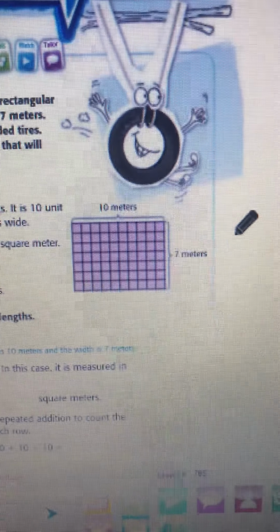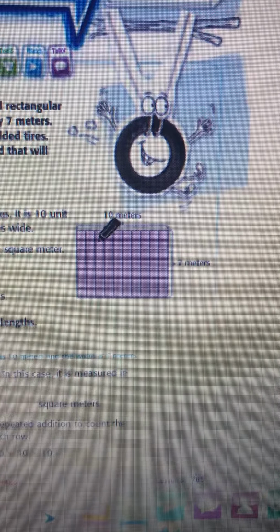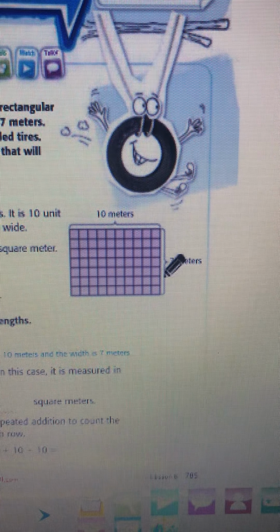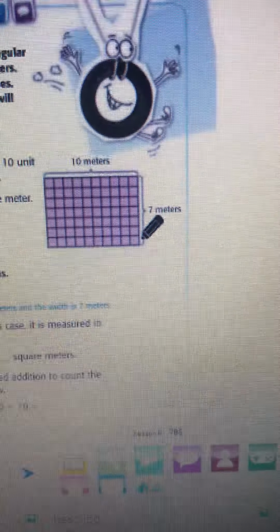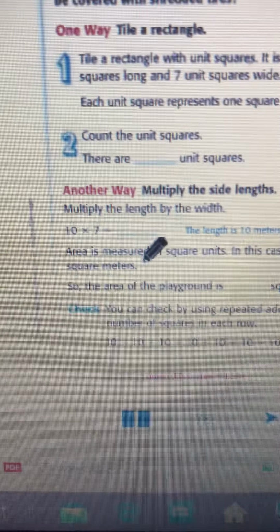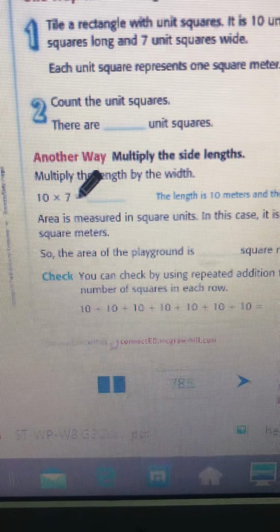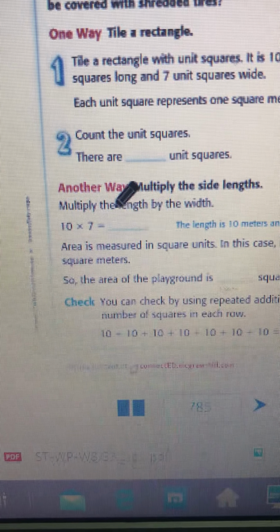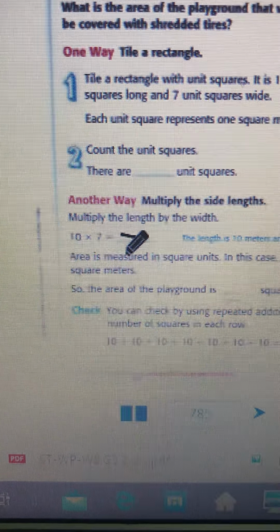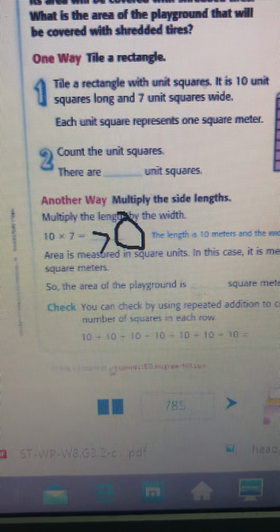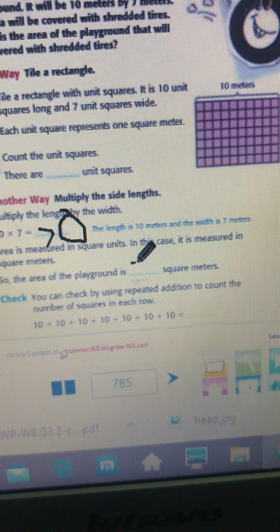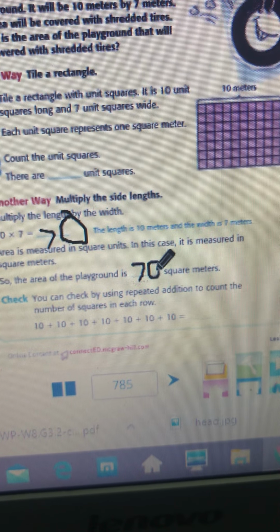Okay, so I will not make your life harder. The only thing that we need to do for area is to get one length and one width. And we will just multiply to find the area. So as you can see, we will multiply 10 times 7. So what is 10 times 7? We have 70. That means the area of the given is 70 square meters.